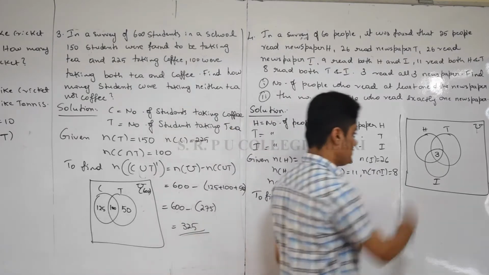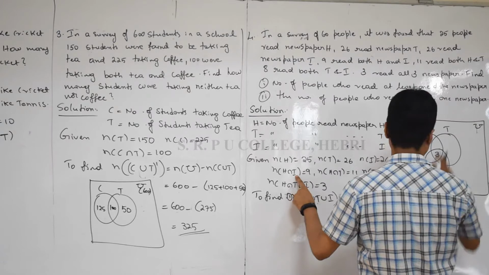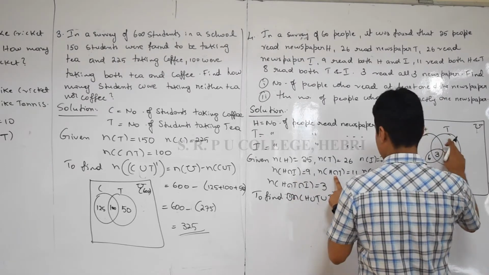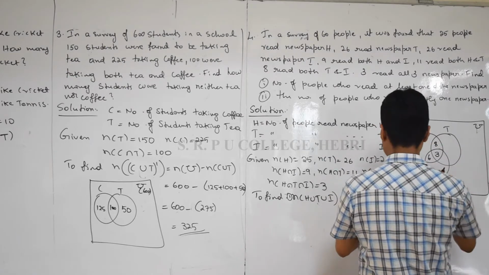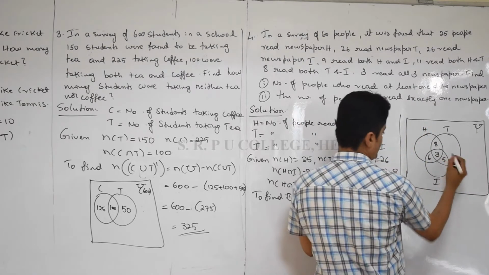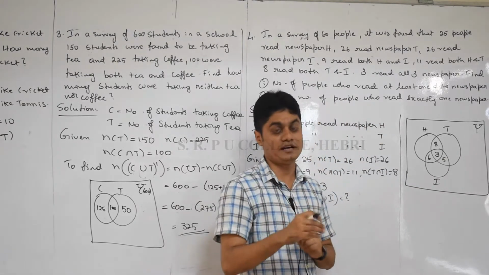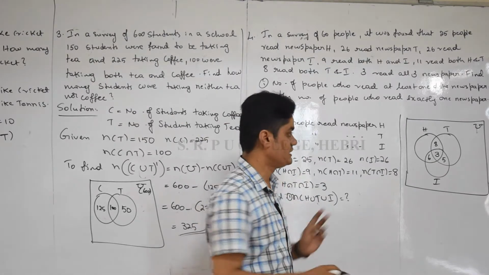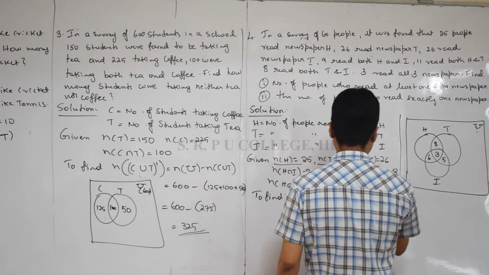Okay, next fill the intersection parts. H intersection I is 9, so here it should be 6. H intersection T is 11, so here it is 8. T intersection I is 8, and here 3 is already there, so 5. Is it clear how to fill? First the part common to all the 3. Next you have to fill the part which is common to two sets. Now fill the remaining part using n of H, n of T and n of I.